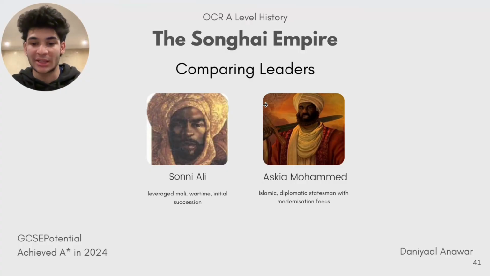He was an Islamic diplomatic statesman with a modernization focus. So obviously, economically, he did wonderful things, right? The integration of Islam within the economy was hugely successful. It made them a lot of money.